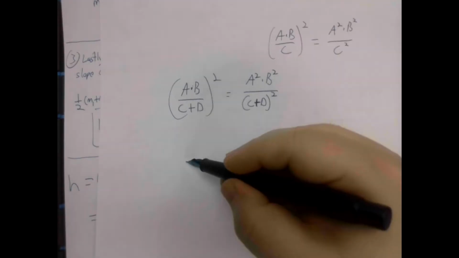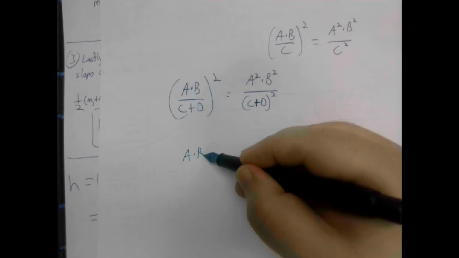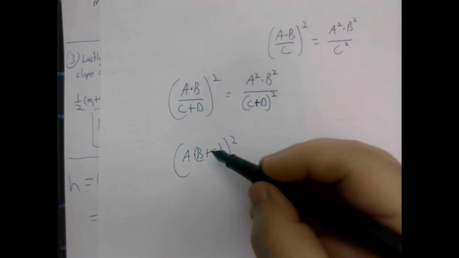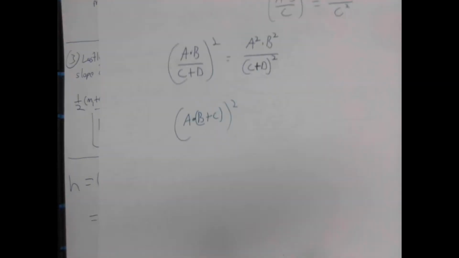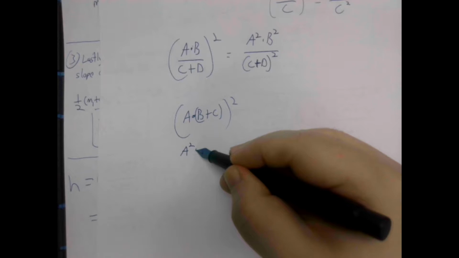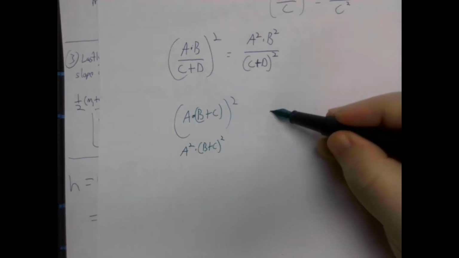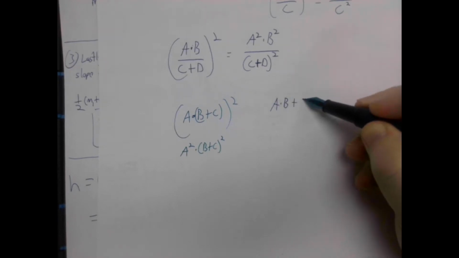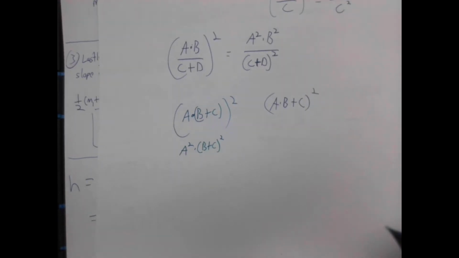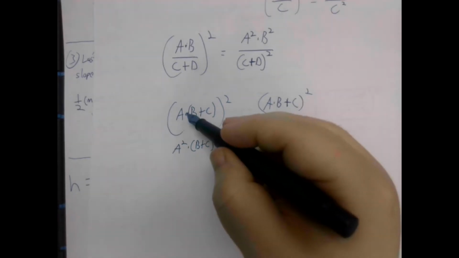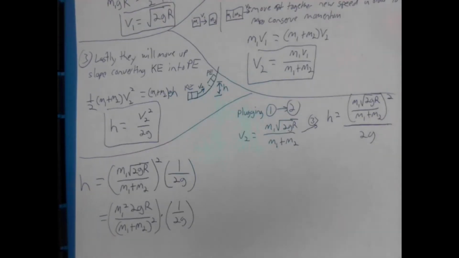If you had something like a times b plus c, and you square this whole thing, anything being multiplied gets the square, so that becomes a squared times b plus c squared. If we had something like a times b plus c, all squared, you can't simplify this without FOILing it out. This square does not distribute because there's a plus sign, only whenever there's multiplication.